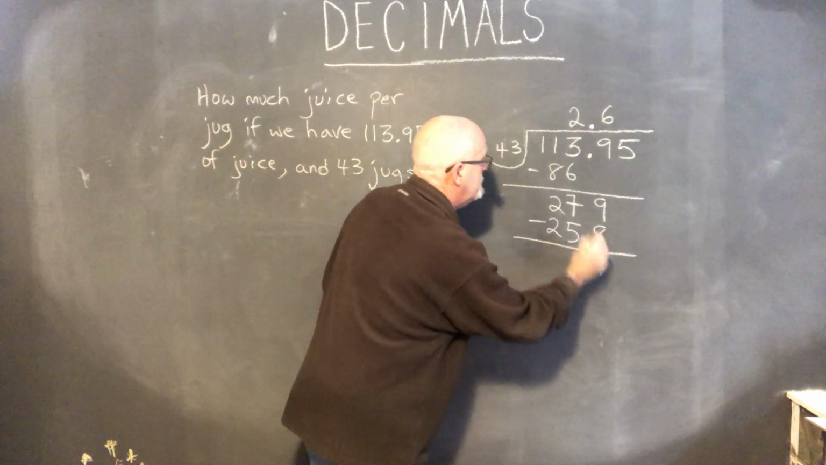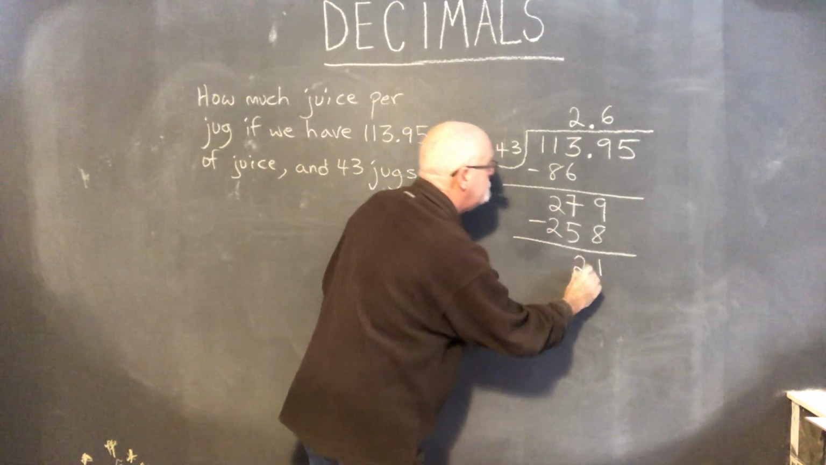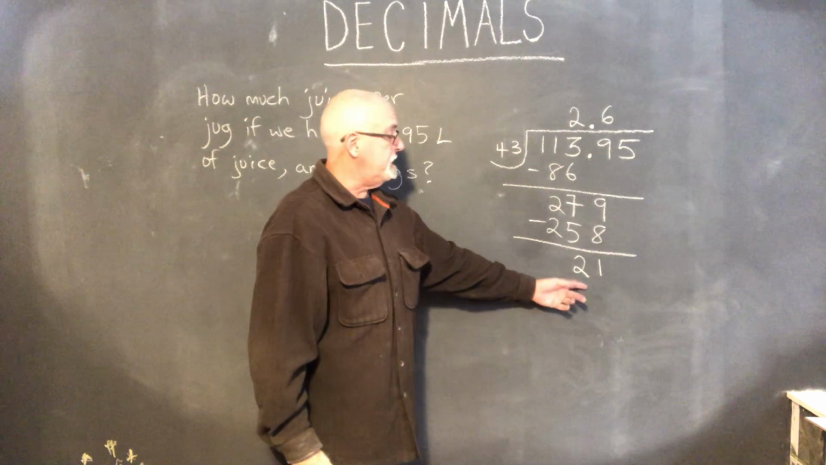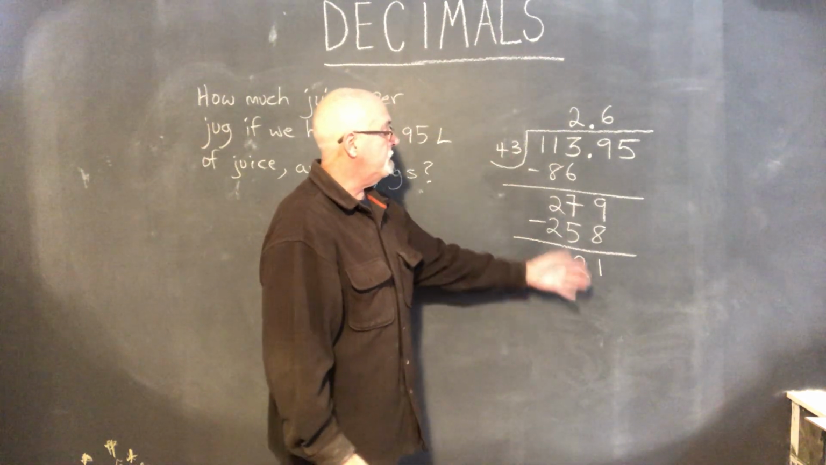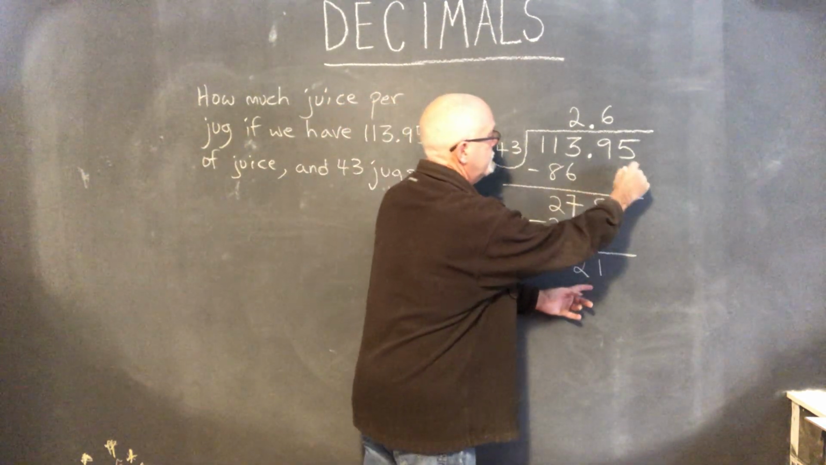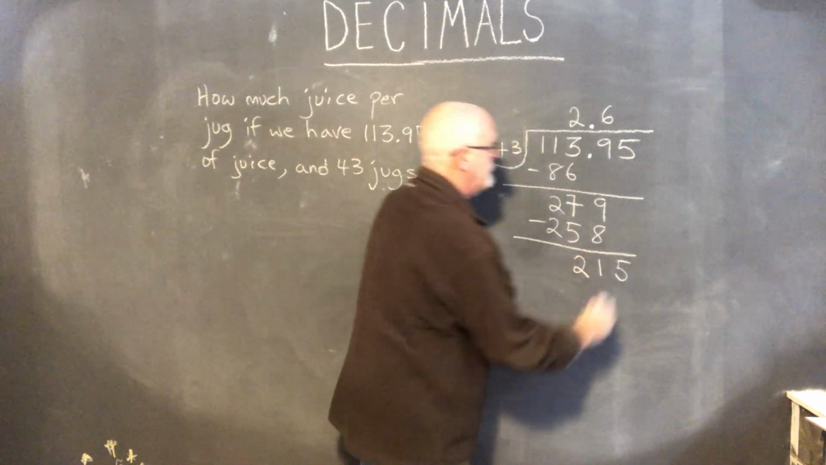9 minus 8 is 1. 7 minus 5 is 2. We have 21 left. We're not finished. It's not a 0. And of course, 43 won't fit into 21. And we still have this 5, which needs to be carried down.